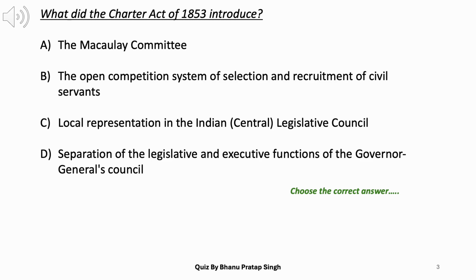3. What did the Charter Act of 1853 introduce? A. The Macaulay Committee. B. The open competition system of selection and recruitment of civil servants. C. Local representation in the Indian Central Legislative Council. D. Separation of the legislative and executive functions of the Governor-General's Council.